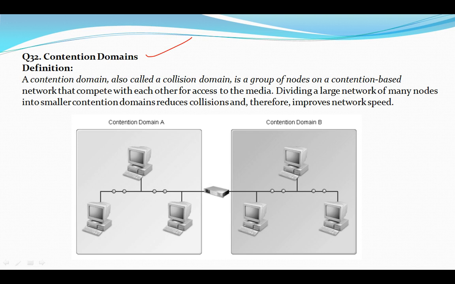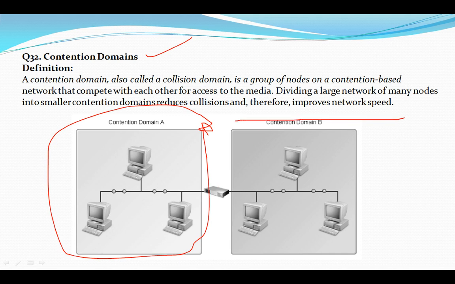Now what do you mean by contention domain? A contention domain, also called collision domain, is a group of nodes on a contention based network that compete with each other for access to the media. It's a subdivision of a larger network, a kind of race to see who will access the data first. Dividing a large network of many nodes into smaller contention domains reduces collisions. So if you subdivide your big network into small networks, it will avoid that collision and therefore improve the network speed.